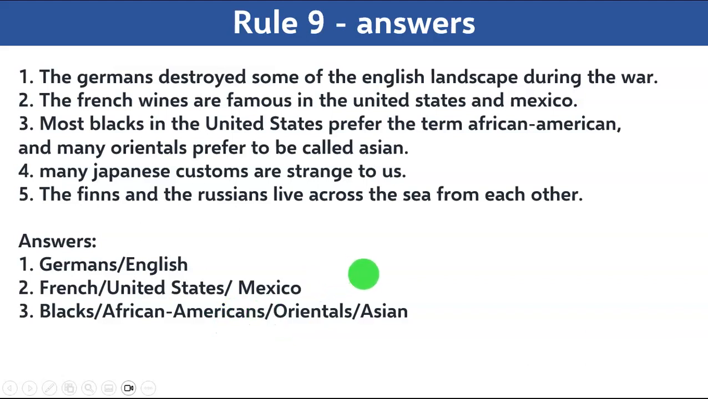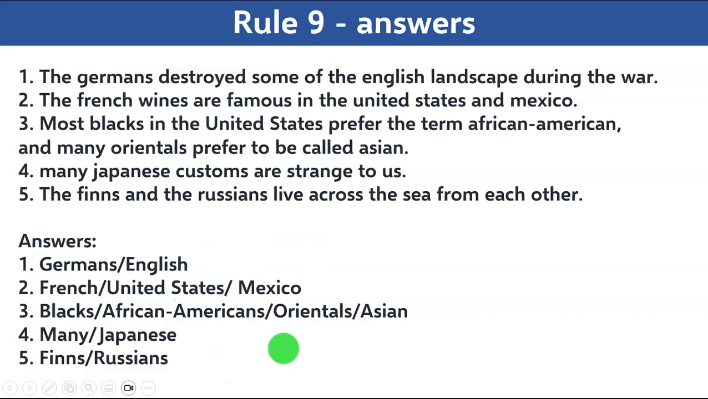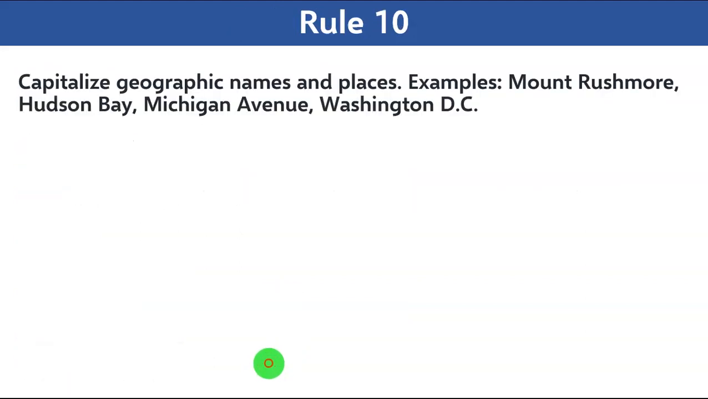Number 4, many Japanese customs are strange to us. Many and Japanese. Many because it is the first word of a sentence. Remember rule number 1? And number 5, the Finns and the Russians live across the sea from each other. Finns and Russians. So friends, that was rule number 9. Let us move on to the last rule in this video. Rule number 10. Capitalize geographic names and places.